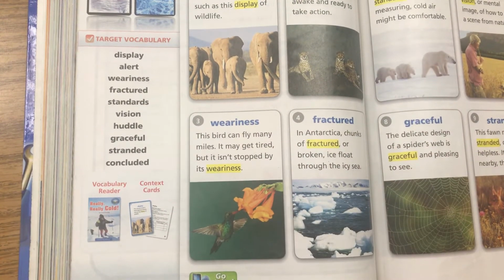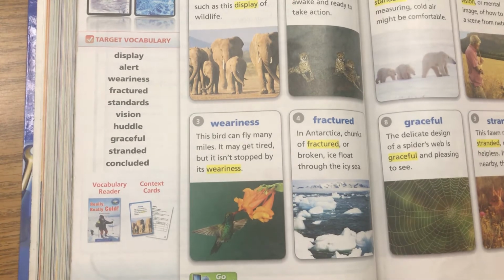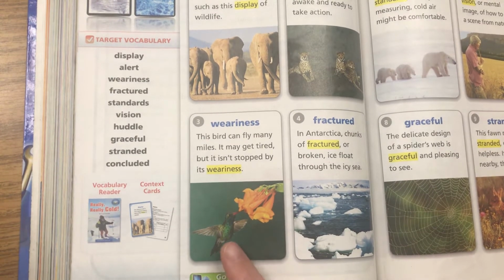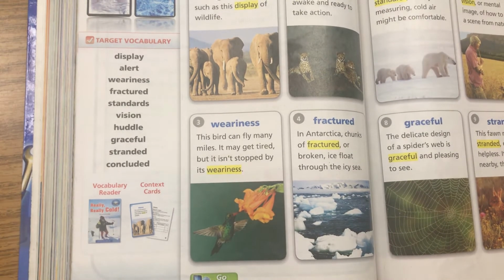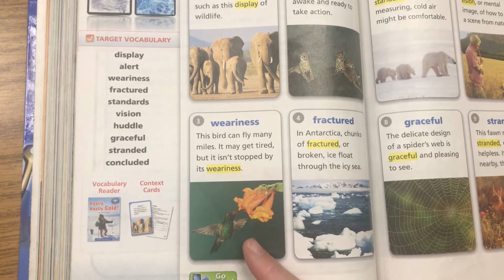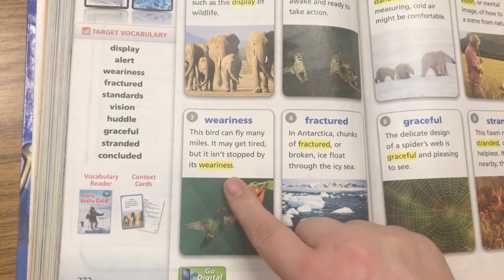Number 3, weariness. This bird can fly many miles. It may get tired, but it isn't stopped by its weariness. A person who is very tired experiences weariness. So the hummingbird, if you guys don't know, it constantly flaps its wings so fast that we can barely see the wings at all because they are moving so fast. So the example is showing us that the hummingbird is not stopped by being tired.